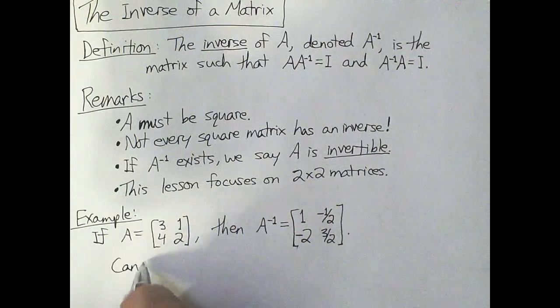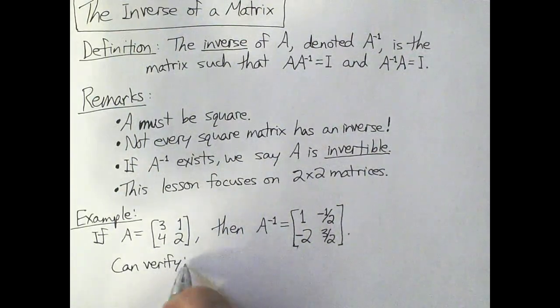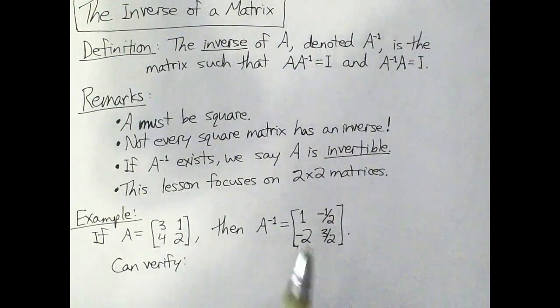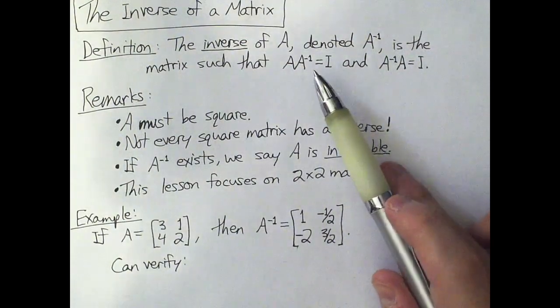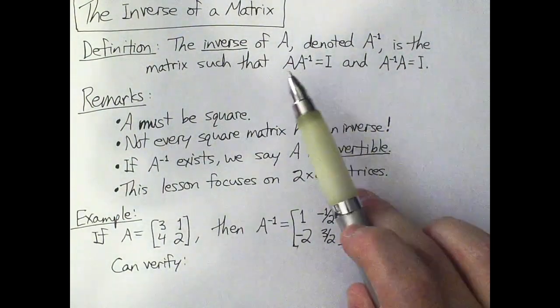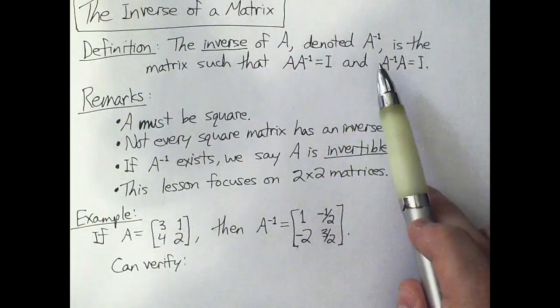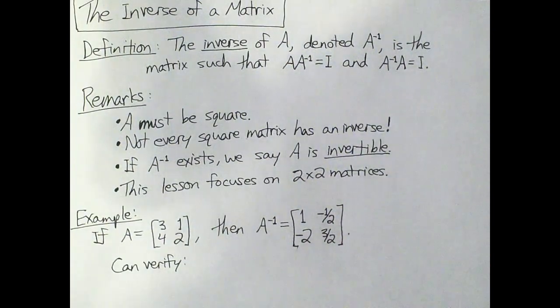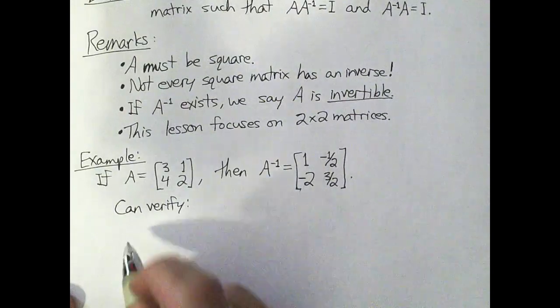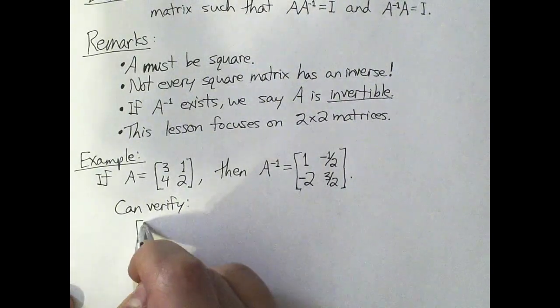We can verify. Even though I didn't tell you how I found it, we could verify that it works, because from the definition, it needs to be a matrix that when you do A times A inverse, you get I. When you do A inverse times A, you get I. So let's just quickly check that. We know how to do matrix multiplication now.